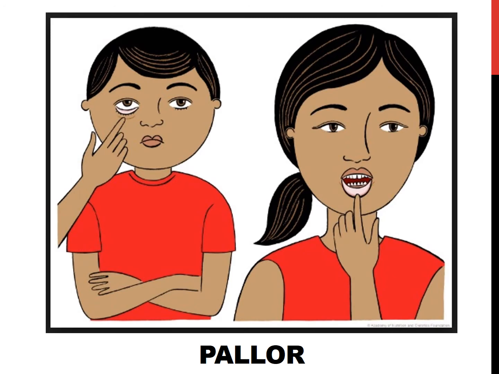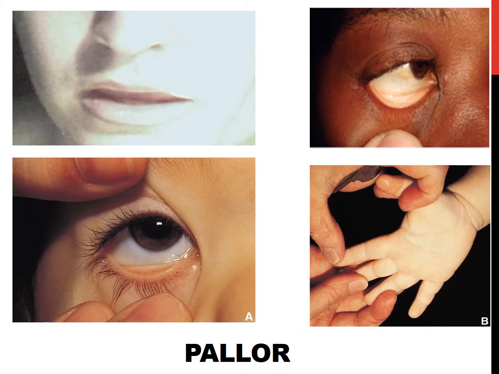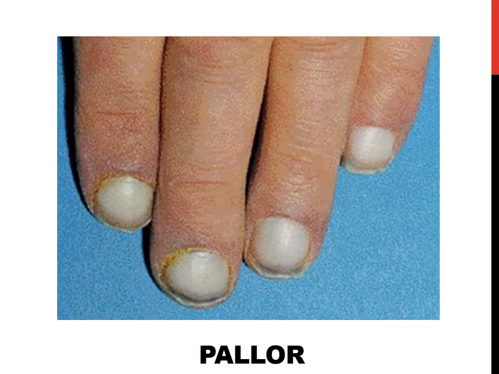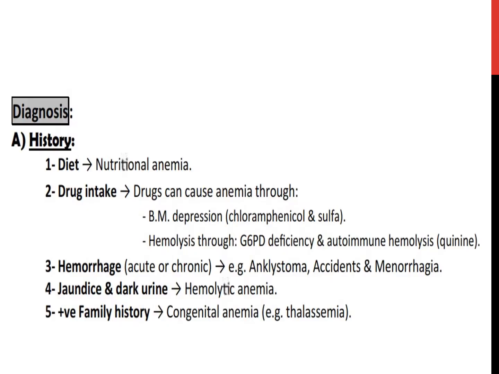Where we can look for pallor, of course, pallor is a symptom and sign. We can look for pallor in the inner side of the lip, the palpebral conjunctiva, even in the palm creases as well, to compare the hand of the patient with the examiner's hand, and the nail bed, of course.